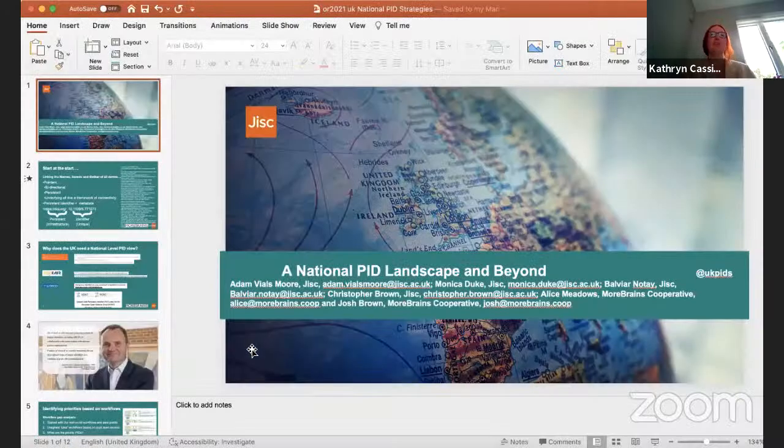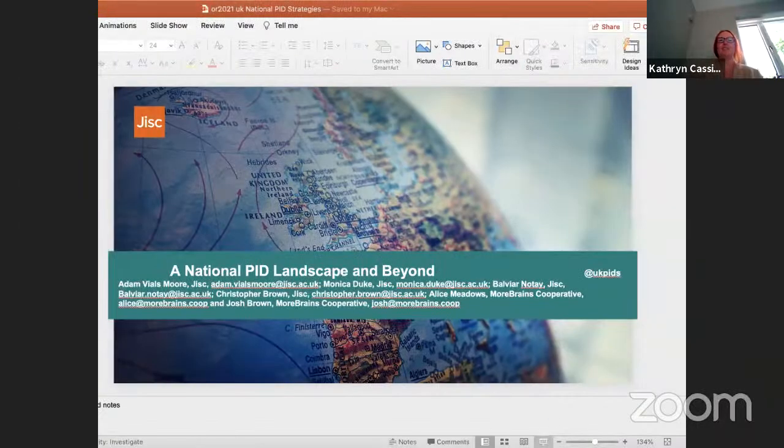Thanks, Ram. So lots of really interesting discussions around language and translation. So can we go on then to Adam Viles Moore, also from JISC. So we have a few speakers from JISC here, but Adam specializes in all things PID related. So he's going to talk about a national PID landscape and beyond.